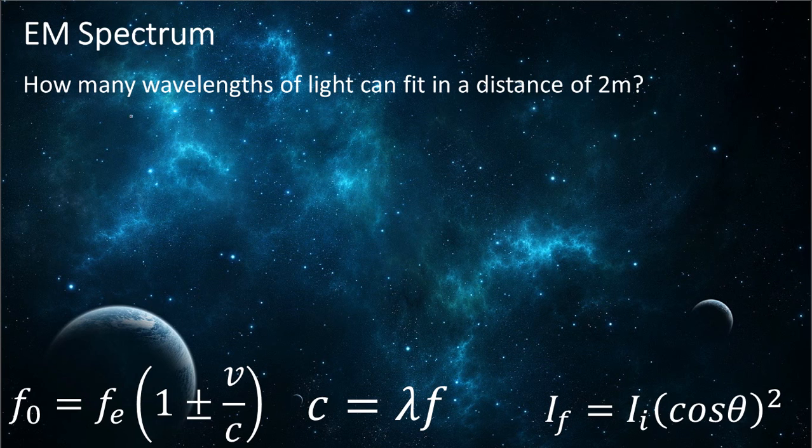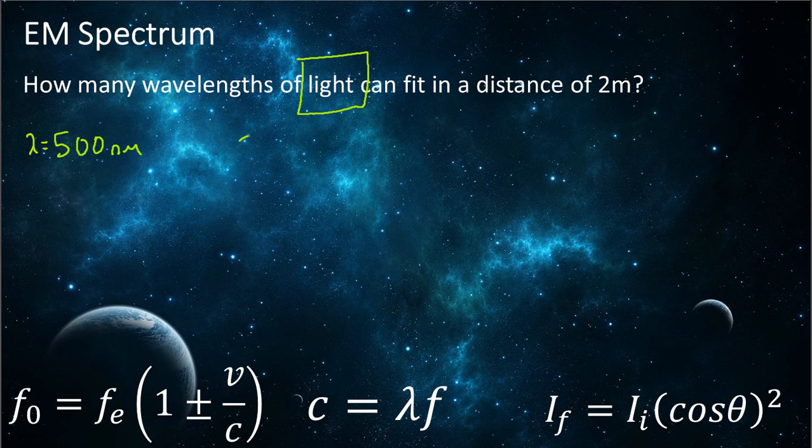And now this is going to be a tricky question. How many wavelengths of light can fit in a distance of 2 meters? Well, I'm going to need to know what the wavelength actually is. So let's just choose one of them, because I didn't give it in the problem. Let's say I have a wavelength of 500 nanometers. So I'm basically finding how many nanometers can fit into 2 meters.